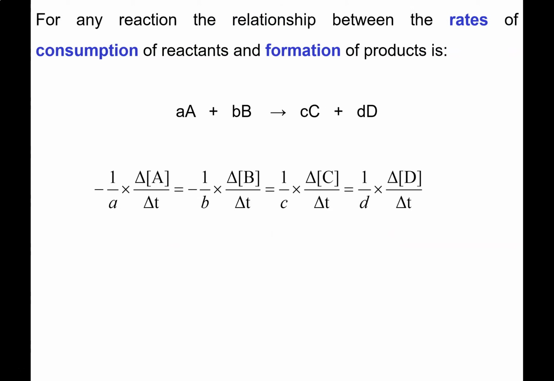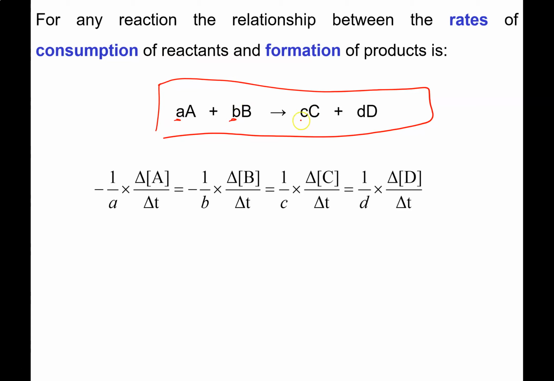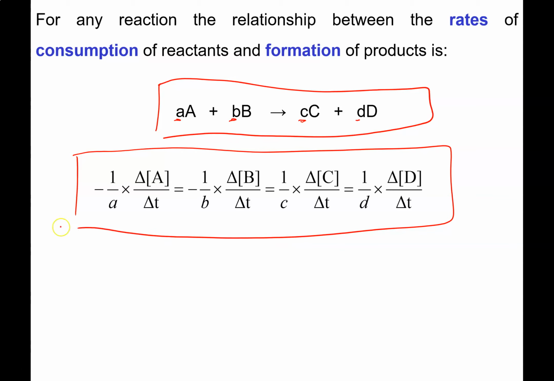Okay, so in a general sense, I've got this hypothetical reaction here, and I've indicated the reaction coefficients with lowercase letters and the identity of the products with uppercase letters. Then this is how the rate of consumption of the reactants are related to each other, and also the rate of formation of the products.